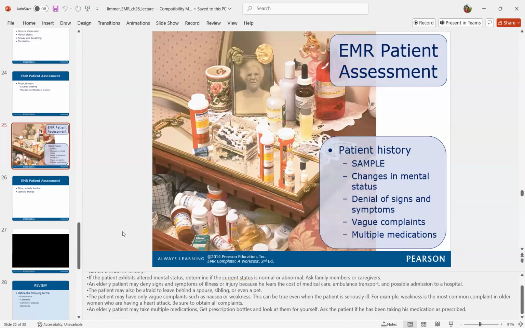An elderly patient may also again be taking multiple medications, so get prescription bottles, look at them for yourself, see if they're taking them as prescribed. Look at the pill bottle. If it was just given yesterday and the whole bottle's gone, we have a problem, right?